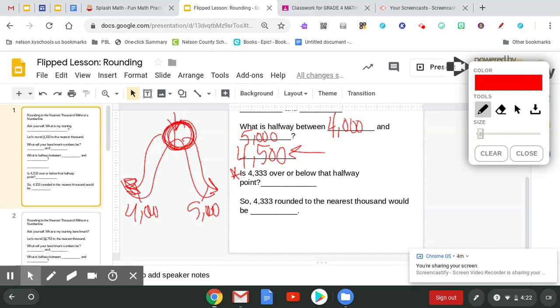Well, 4,300 is below 4,500, so I know that this number is below the halfway point. So 4,333 rounded to the nearest thousand would be 4,000.